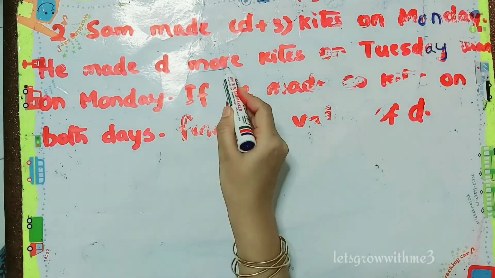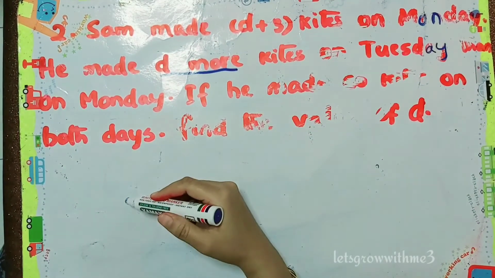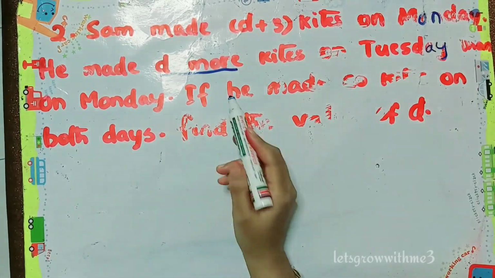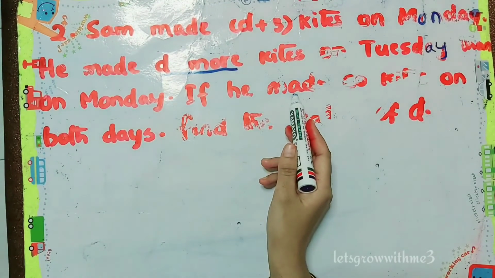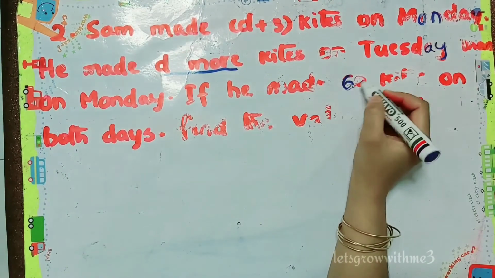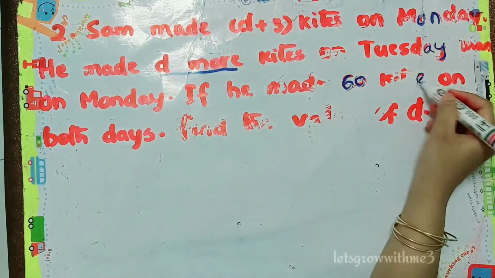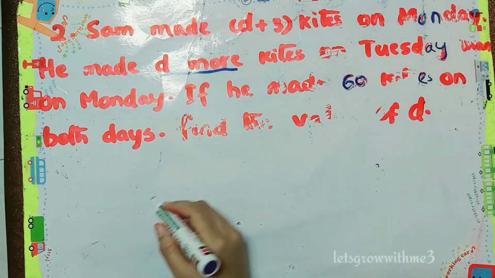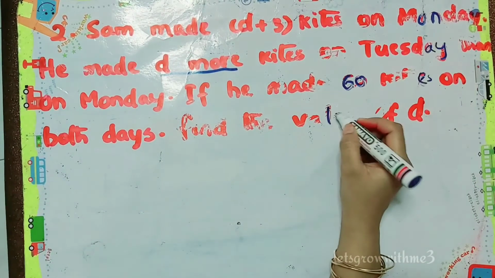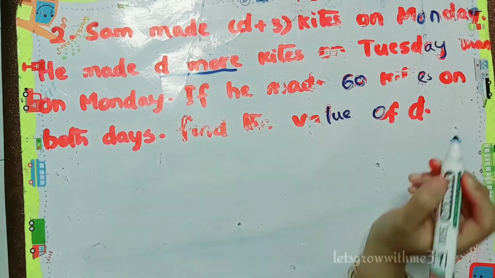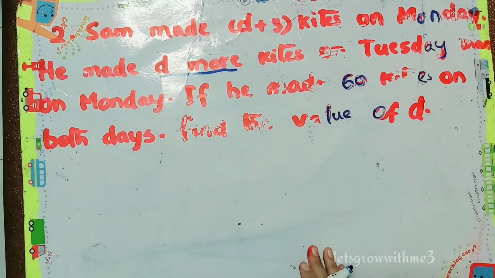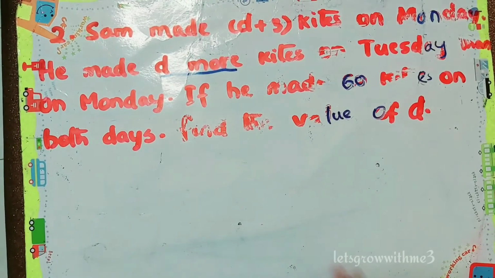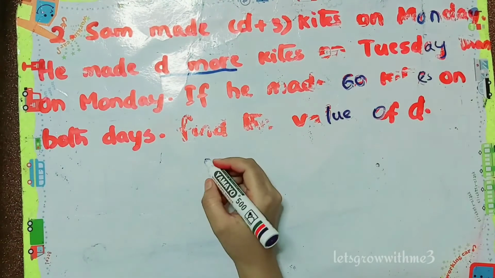Whenever we see the word more or less, it means there is a comparison between two things. Here it's a comparison of kites between Monday and Tuesday. In total he made 60 on both days. Now we will try to decrypt the data. What's the expression for Monday? On Monday he made D plus 3 kites. Next, on Tuesday he made D more kites.